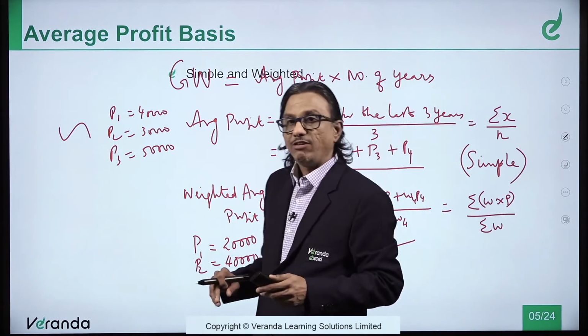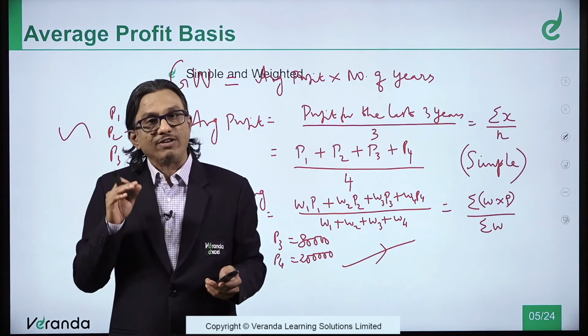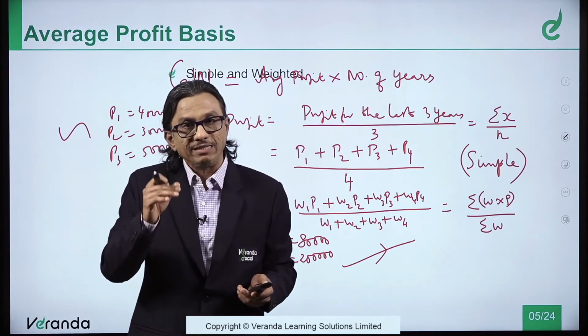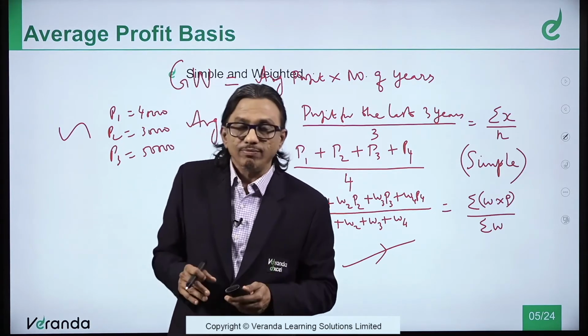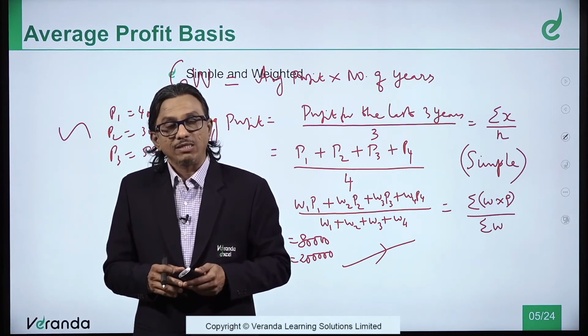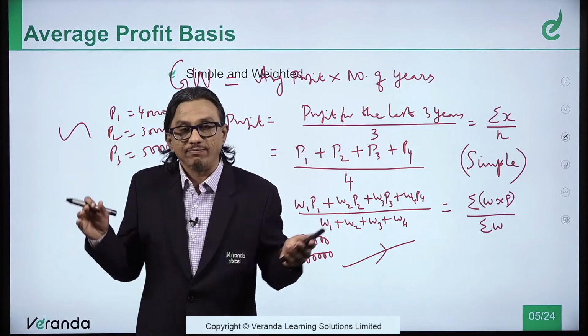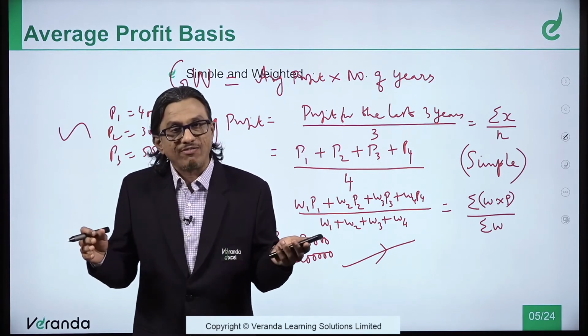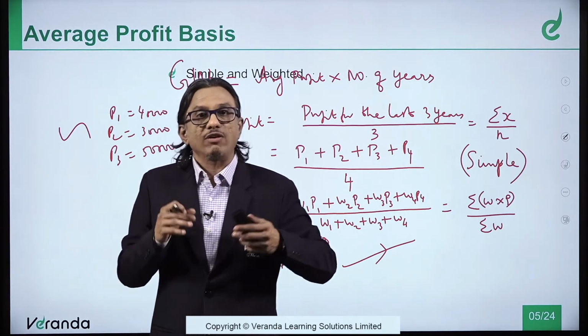Now, the weight, whether it will be given in the question. Yes, sometimes the weight will be given in the question itself. Weight for first year 4, second year 6, third year 12, like that they may give. Then we have to apply those weights only. But sometimes the weights may not be given. And most of the time I find in the exam, the weights are not given at all.